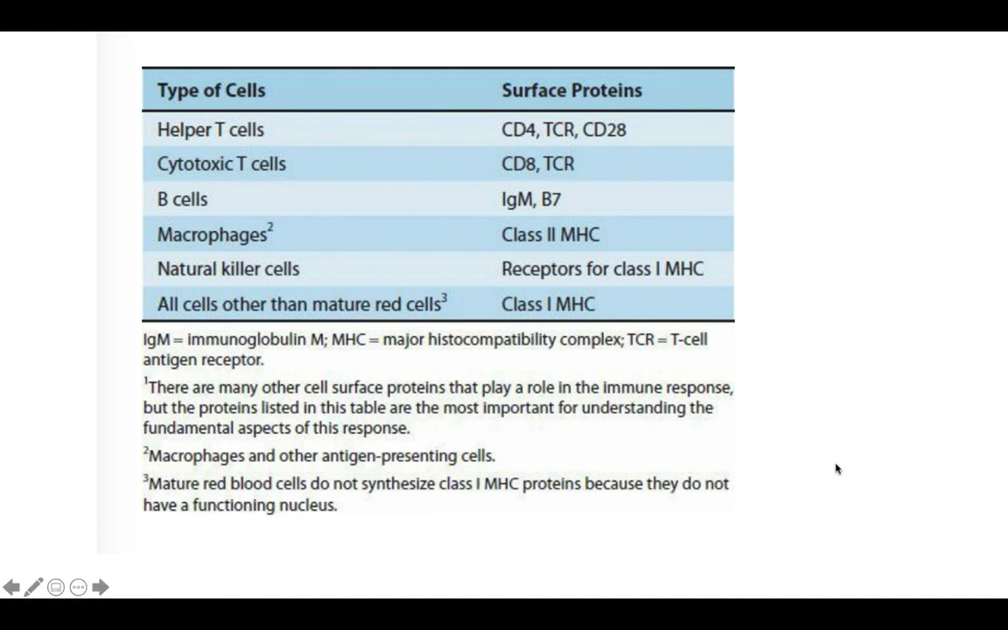Macrophages have class 2 MHC, and NK cells have receptors for class 1 MHC. All other cells, other than mature red blood cells, have MHC1 proteins. Now the mature RBCs don't have MHC1 because they don't have a nucleus. MHC1 is showing the proteins that are being produced by your nucleus.